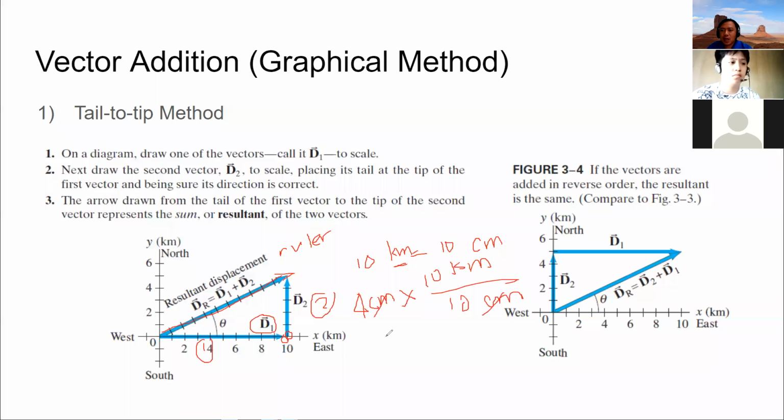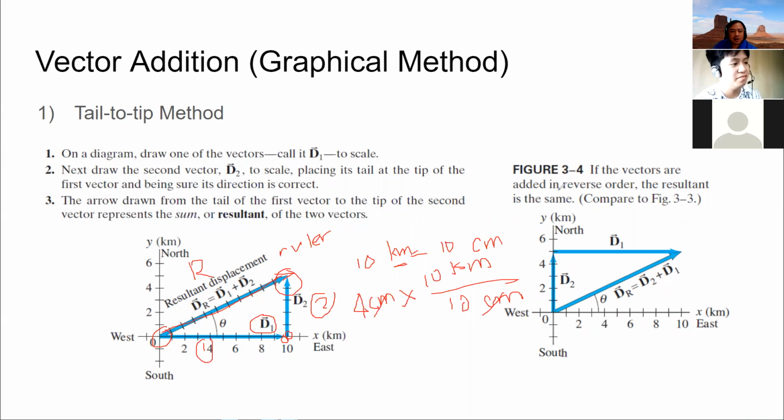No need to compute. You just draw to scale and connect tail to tip fashion, and then connect the tail of the first vector to the tip of the last vector, and that will give you your resultant vector, the R. And you have noticed that they are with arrows on top to mean vectors. Okay. So that's the tip to tail method. So easy, right? You need graphing paper, ruler, and protractor if you have an angle later.